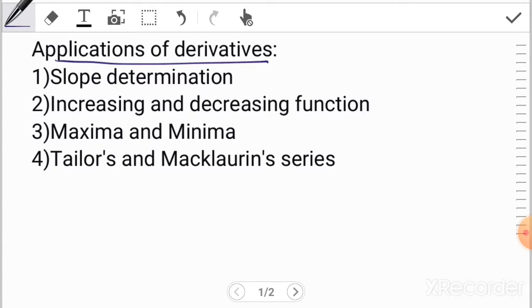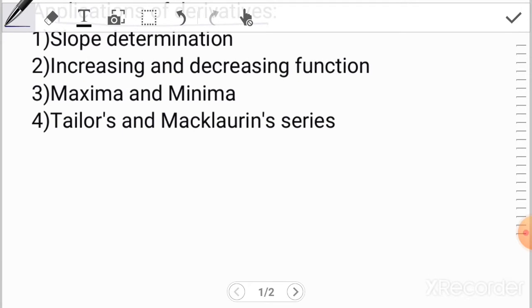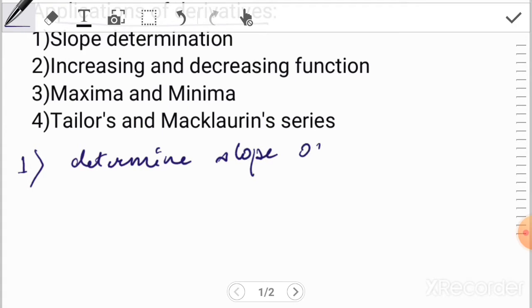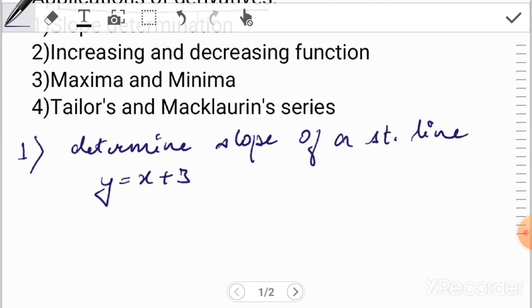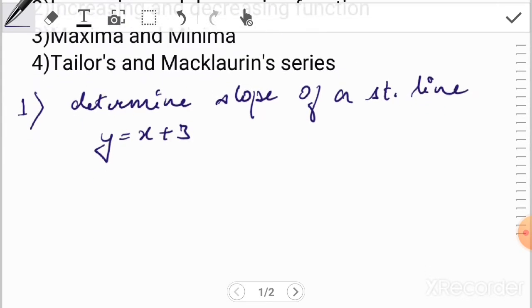So first is slope determination. Derivative is used to determine the slope of a straight line. For example, y is equal to x plus 3. If this is a line, then its slope is given by dy by dx. Differentiate this with respect to x. So dx by dx is 1. Okay.